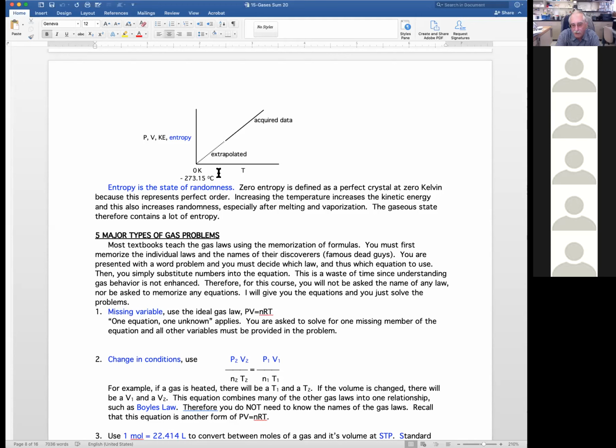So entropy is a state of randomness. So what is zero entropy? It's a perfectly ordered crystal at 0 degrees Kelvin. Perfect order. What would you have to do to turn that crystal at 0 degrees Kelvin into a gas? You would have to heat it up dramatically, and all the particles are moving all around. So hot gas is maximum randomness, maximum entropy.